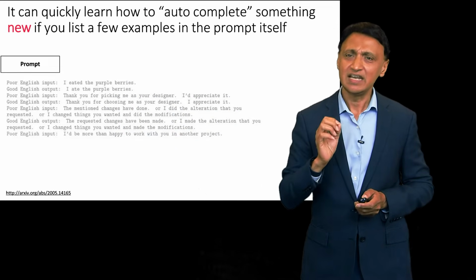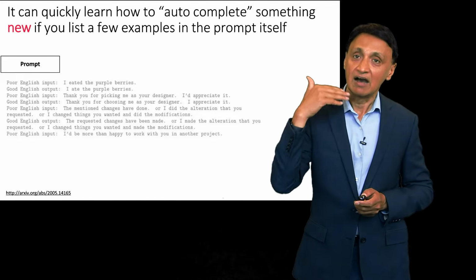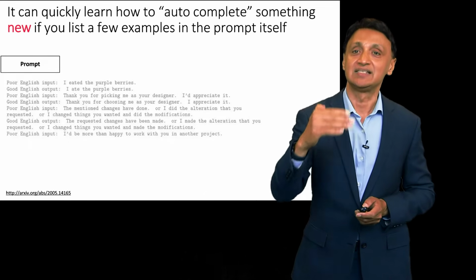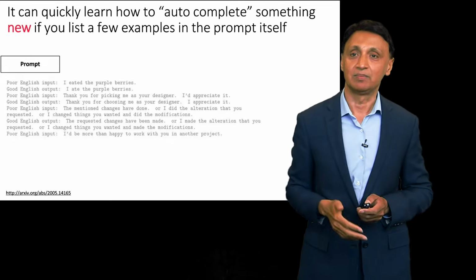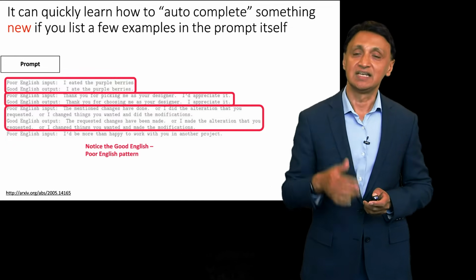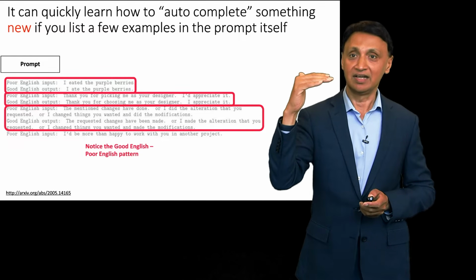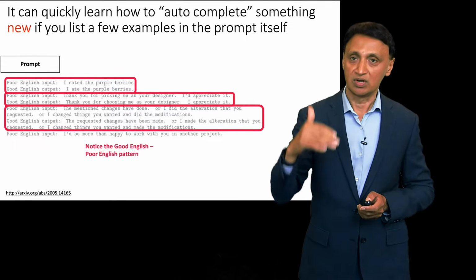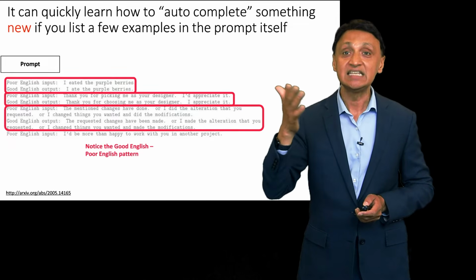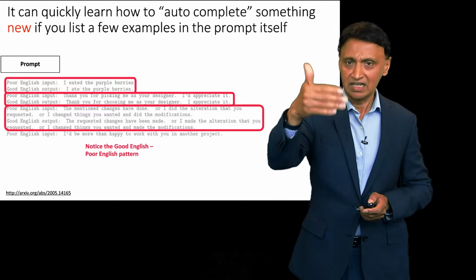But it can do other very interesting things as well. You can actually list a few examples in the prompt itself, and it will learn to auto-complete the pattern that you've specified in the prompt. What you will see here is a prompt with pairs of English sentences: a poorly written English sentence followed by a well-written English sentence, poorly written, well-written, and so forth. For example, the very first pair is the poor sentence, I eated the purple berries, and the fixed correct sentence, I ate the purple berries. And similarly for the other two examples.